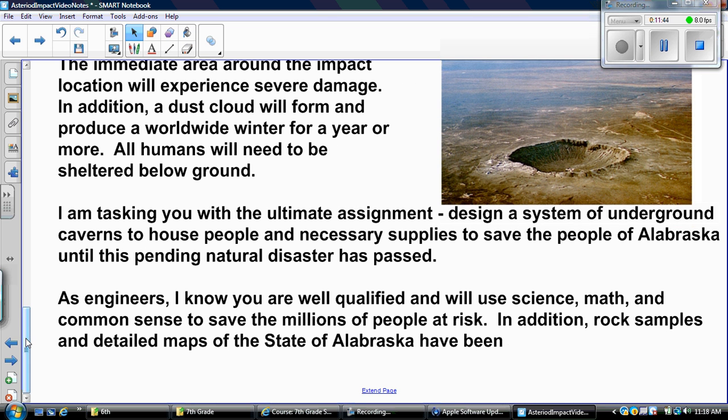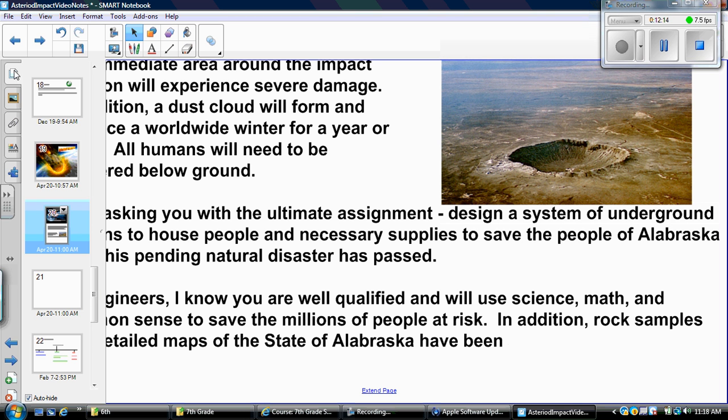I'm tasking you with this ultimate assignment. Design a system of underground caverns to house people and necessary supplies to save the people of Alabraska until the pending natural disaster has passed. As engineers, I know you are well qualified and you will use science, math, and common sense to save millions of people at risk. In addition, rock samples and detailed maps of the state of Alabraska have been sent to you.